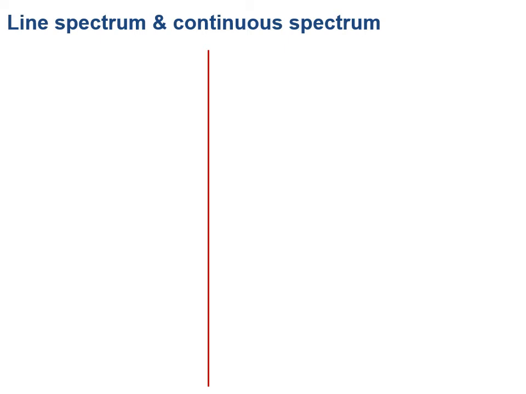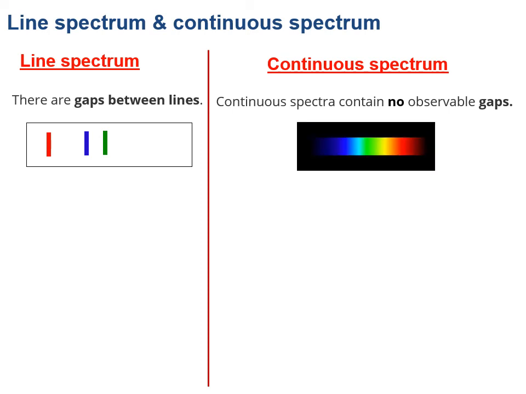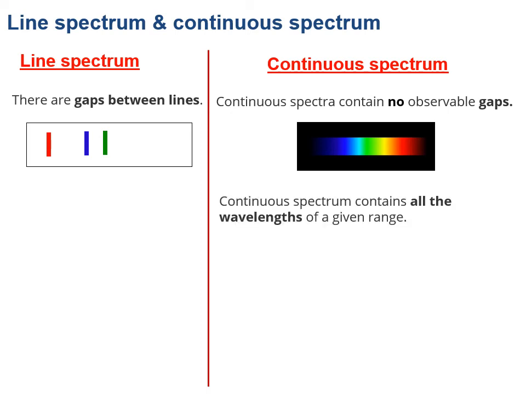Besides the line spectrum, there is the continuous spectrum as well. Now, let's see the difference between them. There are gaps between the lines in the line spectrum, while there is no gap observed in the continuous spectrum, such as a rainbow. You can only see in general that there are 7 colors, but you can't see 7 lines. This is because they consist of all wavelengths in a range, while each line in the line spectrum comes with a specific wavelength.